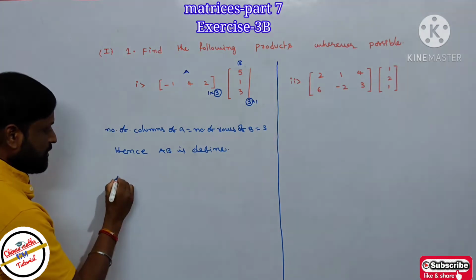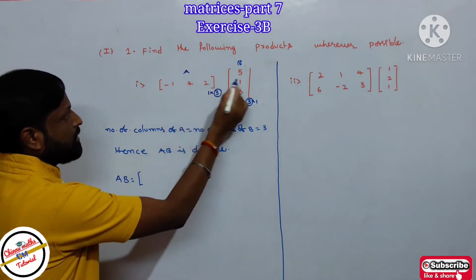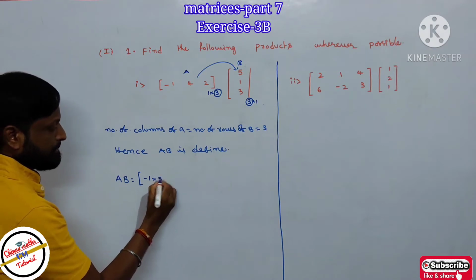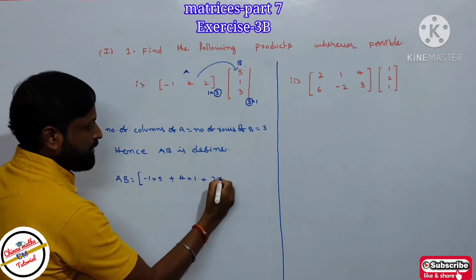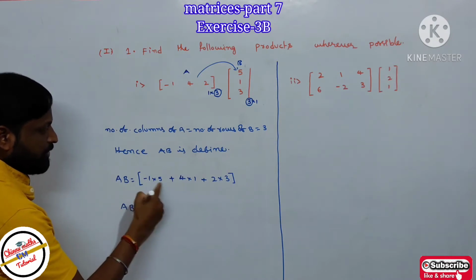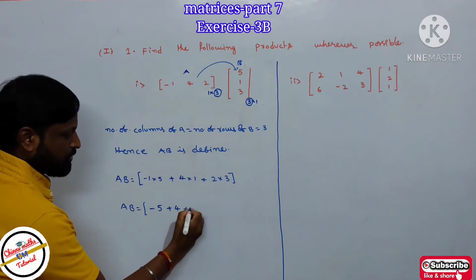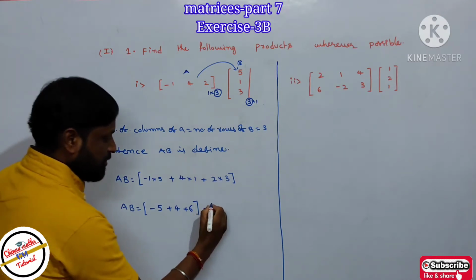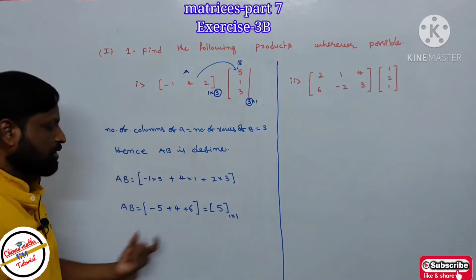Then you can multiply the product of AB. Take the row and column, then you can multiply these two. So minus 1 into 5, plus 4 into 1, plus 2 into 3. So the product AB equals 1 into minus 1 into 5, minus 5, plus 4 into 1, 4, plus 2 into 3, 6. So it is equal to 6 plus 4, 10, 10 minus 5, you can write 5. So the order is 1/1. It is the product of AB.